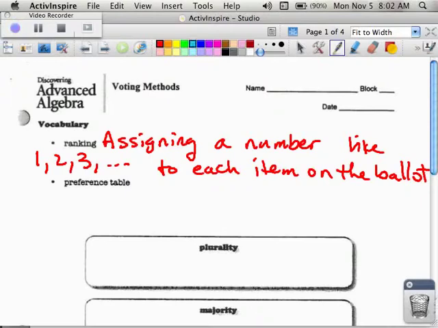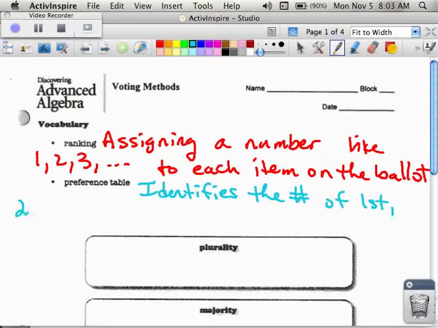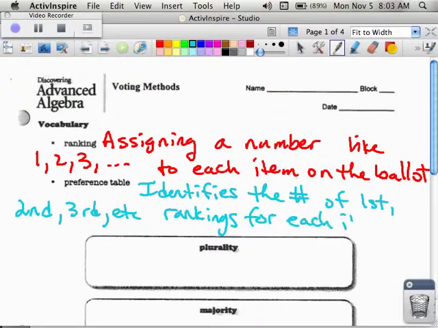A preference table identifies the number of first, second, third, etc. rankings, which we just got done talking about, for each item on the ballot.